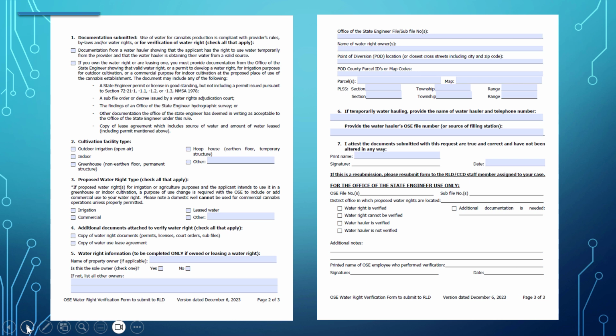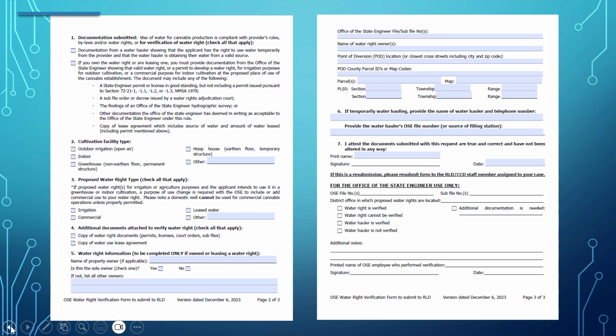In section 3, you will put down the proposed water right type, if it's irrigation or commercial, and check off if it is going to be leased water. And if you have any other information to convey, you can do that under the section that says other. Under number 4, that's where you would put any other additional documentation to verify your water rights, whether or not you have a copy of the permit, the license or court orders, and a copy of the water use lease agreement. Under number 5, you will put down the water right information, the name of the property owner, and whether or not there are additional owners.